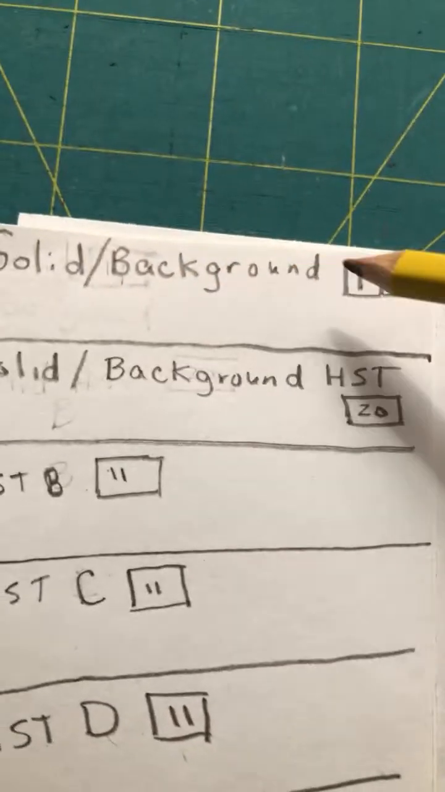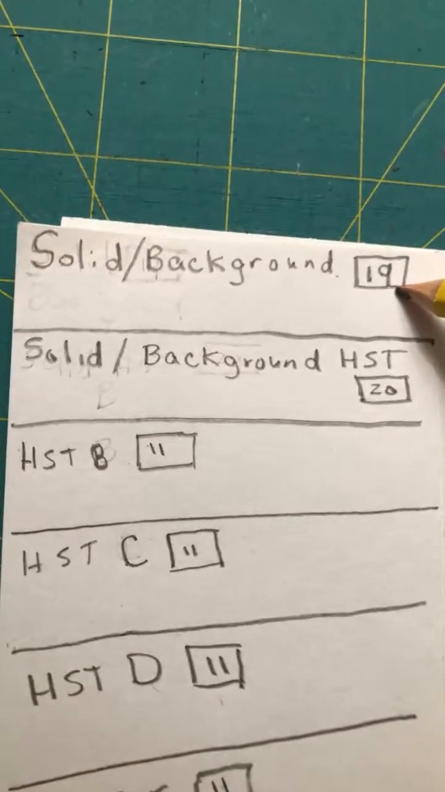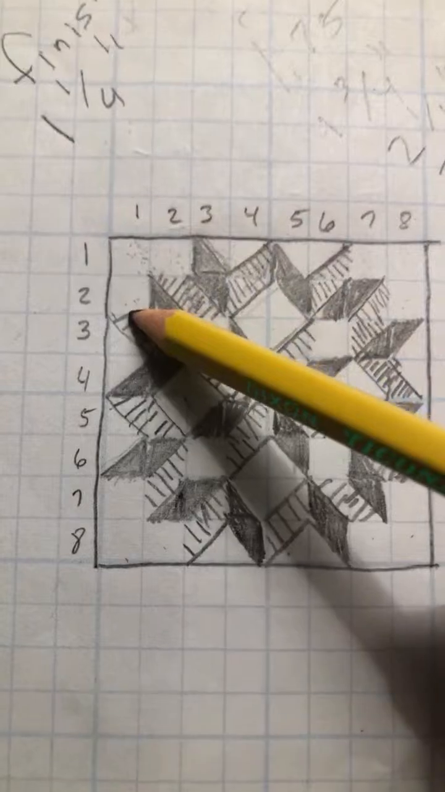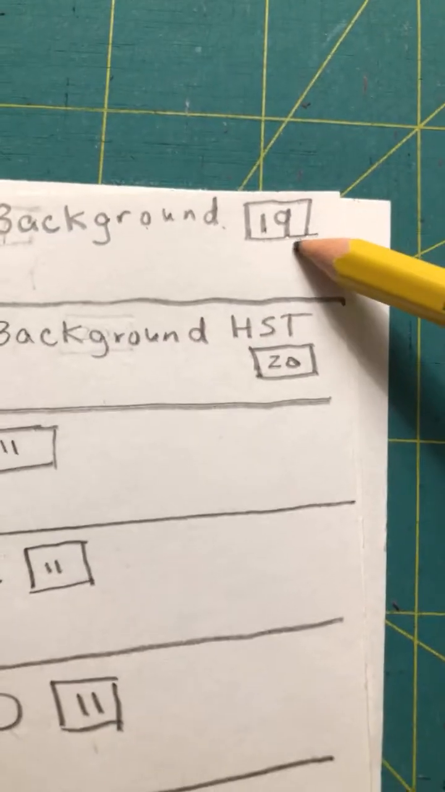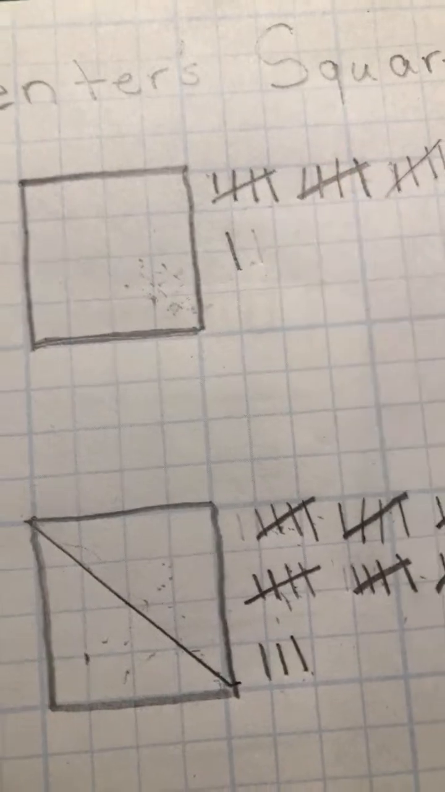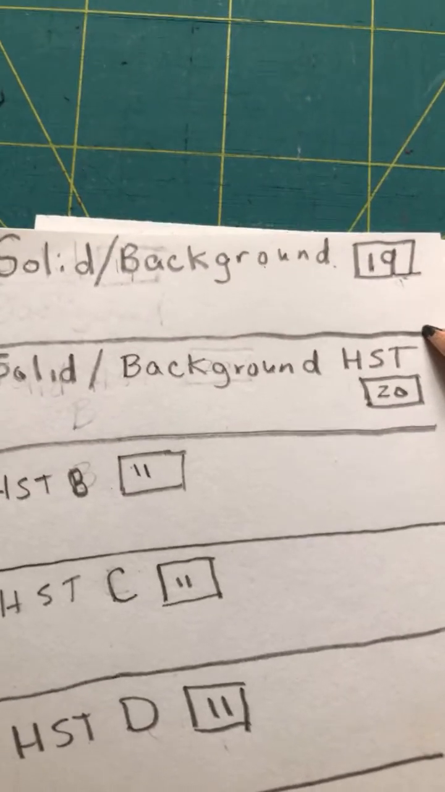So for the solid background, this lets me know I need to cut 19 squares. The solid background is this design, this square here. So this lets me know I need to cut 19 squares. Then as I cut my squares, I'll write my little sticks here in this area until I have all I need.